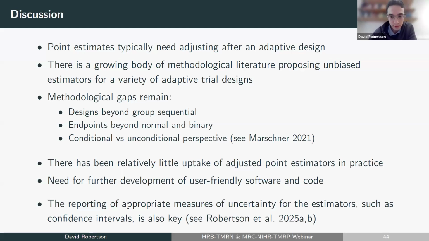The reporting of measures of uncertainty, such as confidence intervals, is also key. With co-authors, we looked at that issue of confidence intervals for adaptive designs, and there's also a two-part review series, which, if you're interested, you can have a look at. But I'll stop there. Thanks very much for listening, and I'm happy to take any questions.